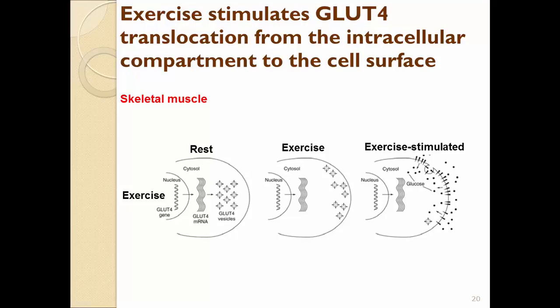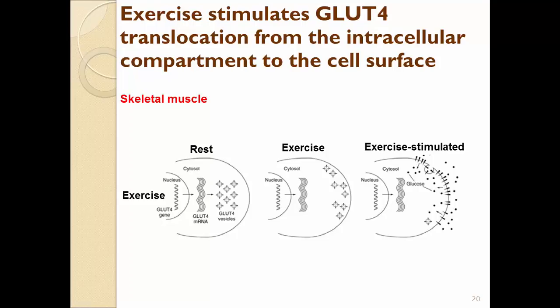In the adipose tissue, we know that insulin is a major regulator of glucose uptake and glucose translocation, right? But in the skeletal muscle, in addition to insulin regulation, exercise itself, muscle contraction, can also stimulate glucose translocation from inside of the cell to the cell surface, even when you do not have very high insulin levels.